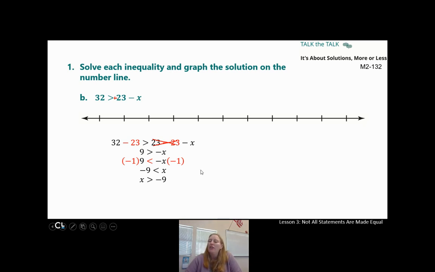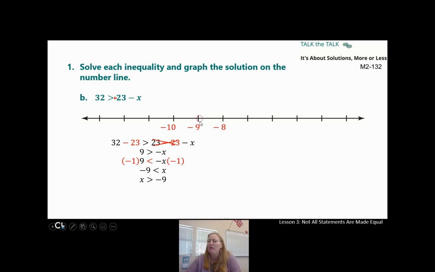Time to graph. So negative 9. And so just for context, I put a negative 8. I put a negative 10 on there, right? It's in between them. And open or closed circle? Well, I don't see a squished equal sign. X cannot equal negative 9. It's not part of my solution set. So I put an open circle on my negative 9.